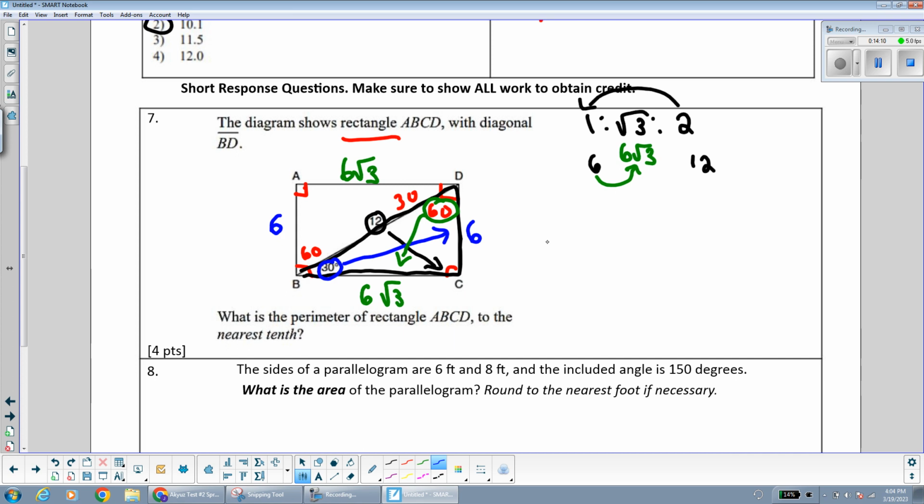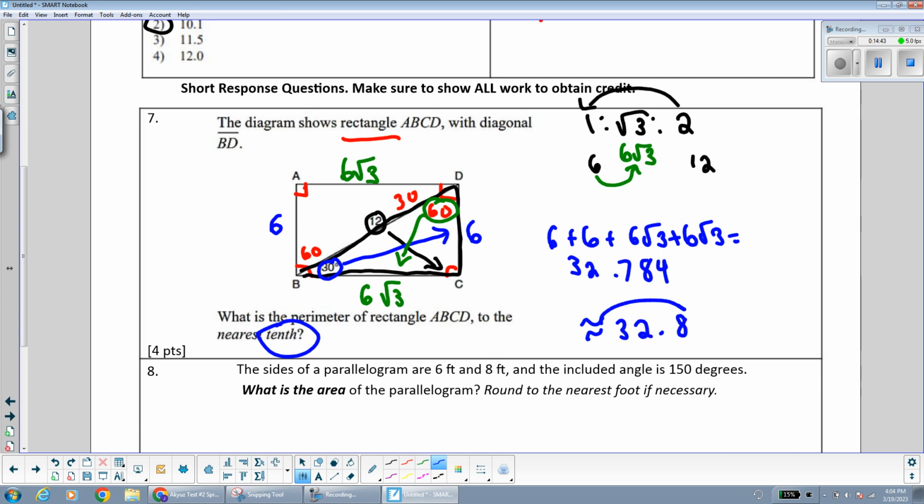So we're finding the perimeter. So we have 6 plus 6 plus 6 radical 3 plus 6 radical 3. Now the question does say to round to the nearest tenth, so I am going to stick this into my calculator. 6 plus 6 plus 6 radical 3 plus 6 radical 3, and I got 32.784. It says to the nearest tenth, so that's approximately 32.8 for the perimeter.